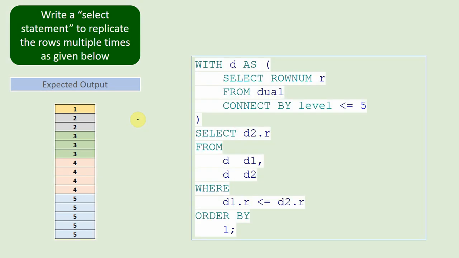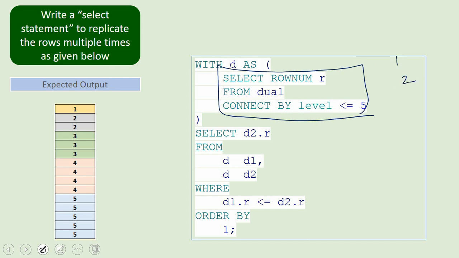So the key learning here is that we are just printing 1 to 5 and then we are doing a join. The key condition is this one only. I hope you would have learned something new today.